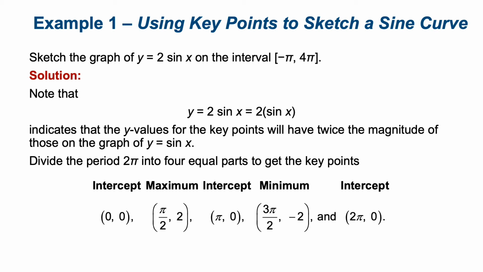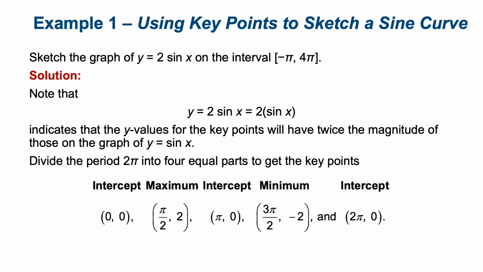So let's say we want to talk about the key points. Let's divide the period into 4 equal parts. So basically, if I took 2 pi and I divided by 4, 1/4 of that is pi over 2, right? So it would go from 0, pi over 2, then add pi over 2 to pi, add pi over 2 to 3 pi over 2, and then add pi over 2 to 2 pi. So those are the points, right?